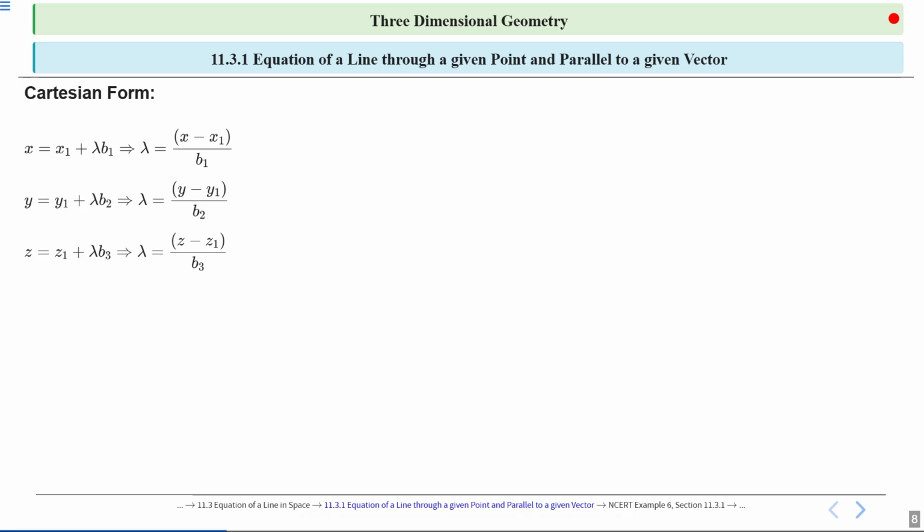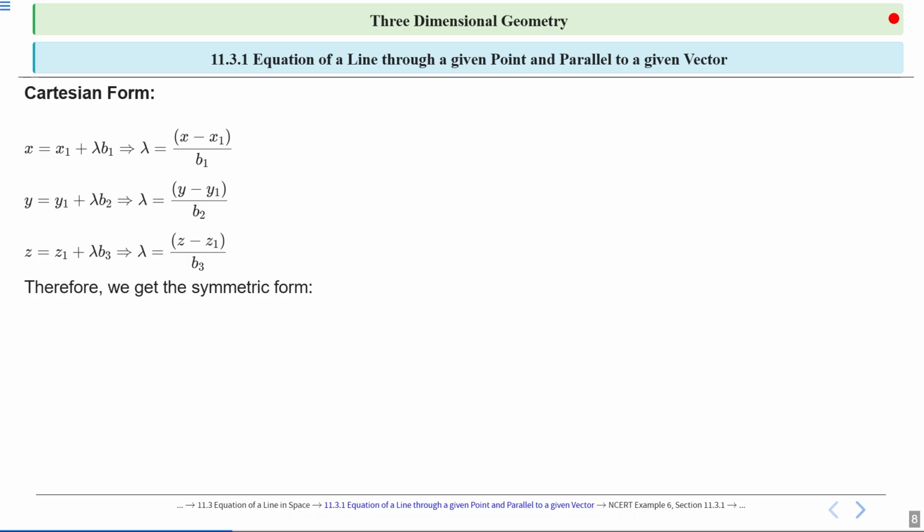Similarly, let's write the equation for z. So z equals z1 plus lambda times b3, and by solving for lambda we get lambda equals (z minus z1) divided by b3, where z1 is the z coordinate of the point on the line and b3 is the direction ratio along the z axis.